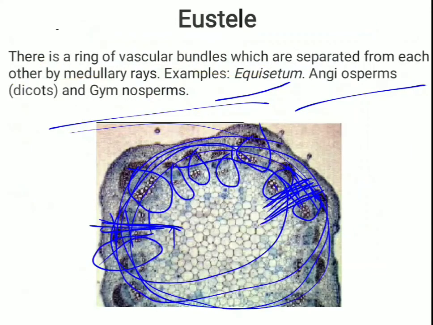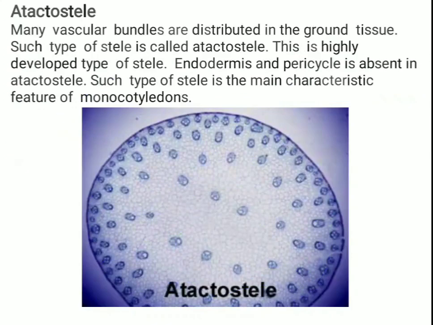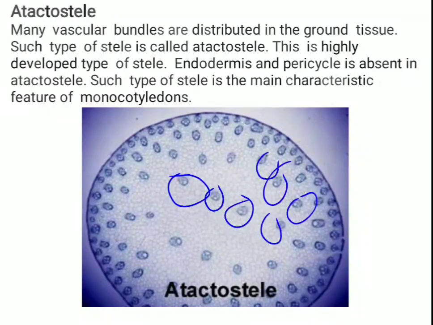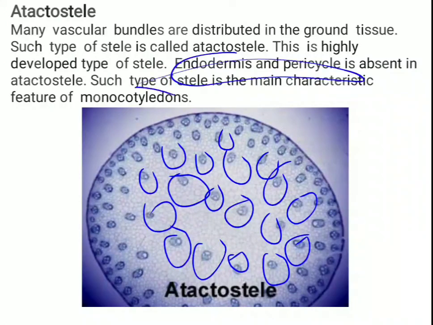Okay, and the dictyostele is divided into two types, eustele and atactostele. In eustele, the vascular bundles are arranged in a ring manner, so it is known as the eustele. Okay, and in atactostele, the vascular bundles are arranged in the ground tissue, and they are distributed in the whole internal portion of the stem. And their main characteristic is that endodermis and pericycle are absent, and their main feature is that they are present in monocotyledons. Okay, thank you so much.